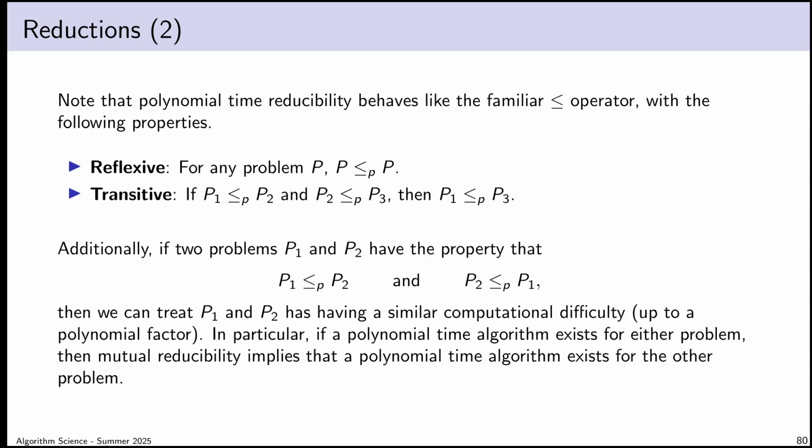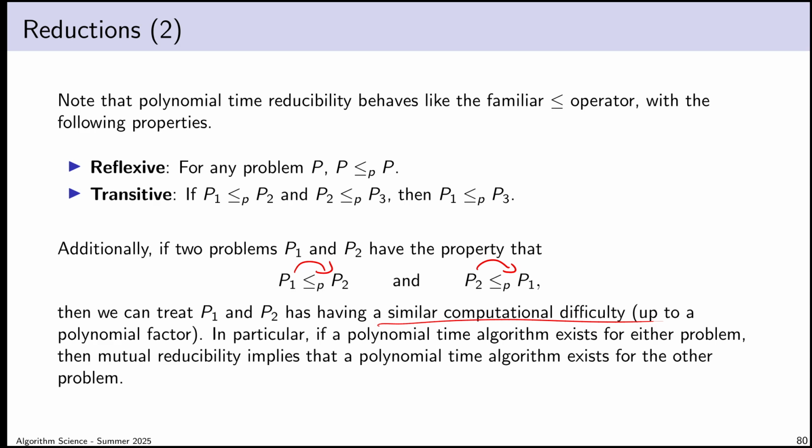Also, if I have two problems, for example, the partition and subset sum problems, that are mutually reducible, I can reduce one to the other, and I can reduce the second one back to the first one, what that's really telling us is that the two problems sort of have the same computational difficulty, give or take a polynomial number of operations. So it's not that they have identical computational difficulty, it's that their difficulties are the same up to a polynomial factor.